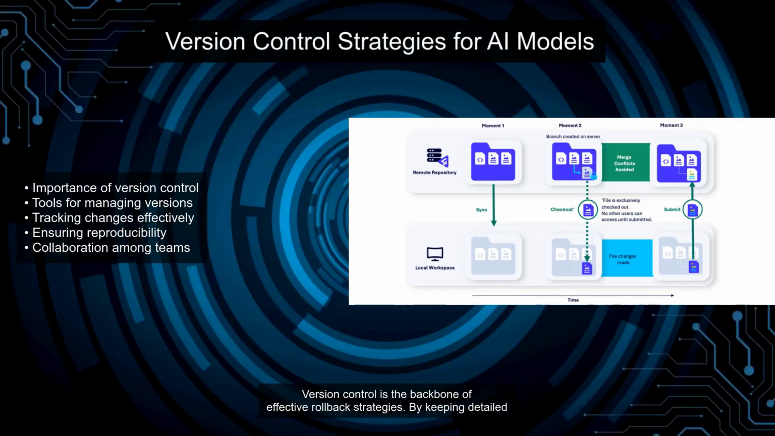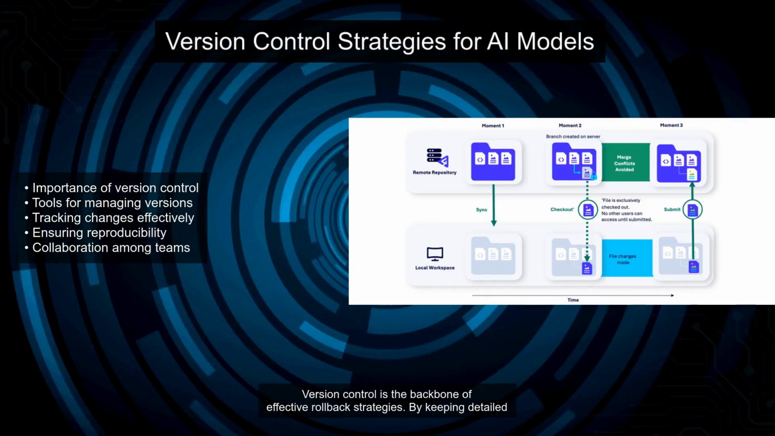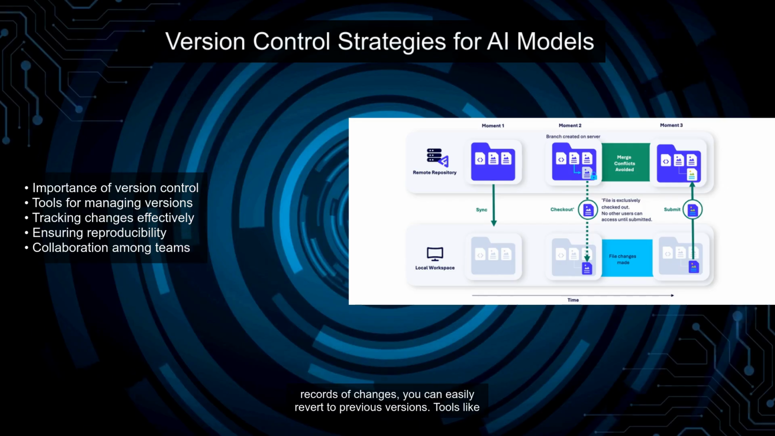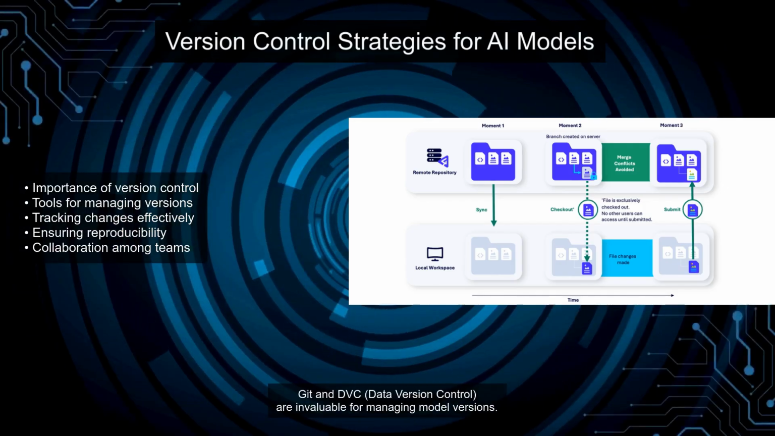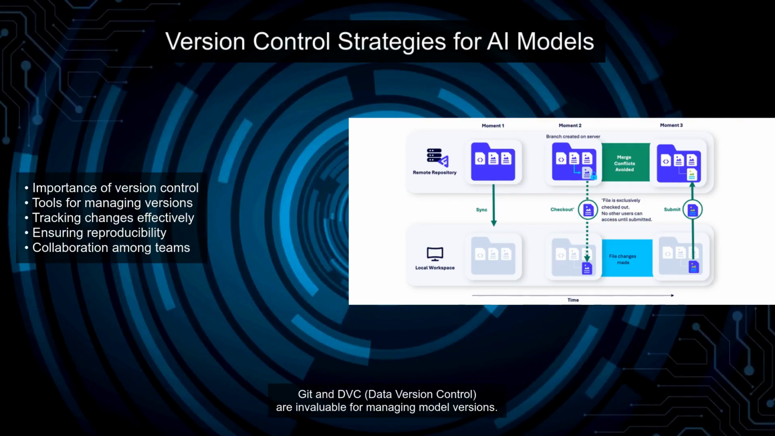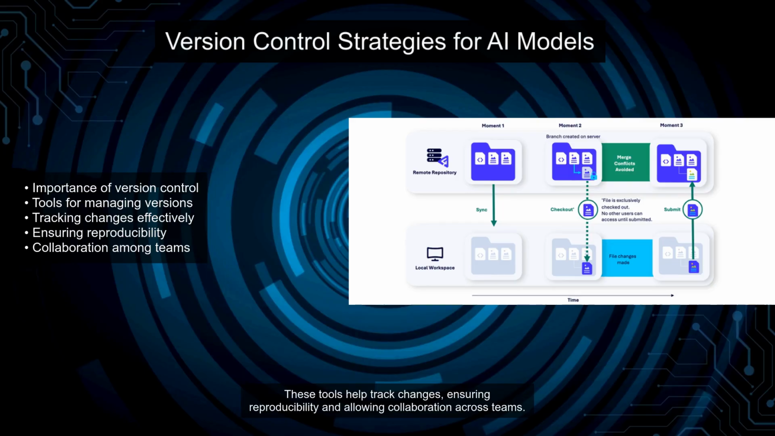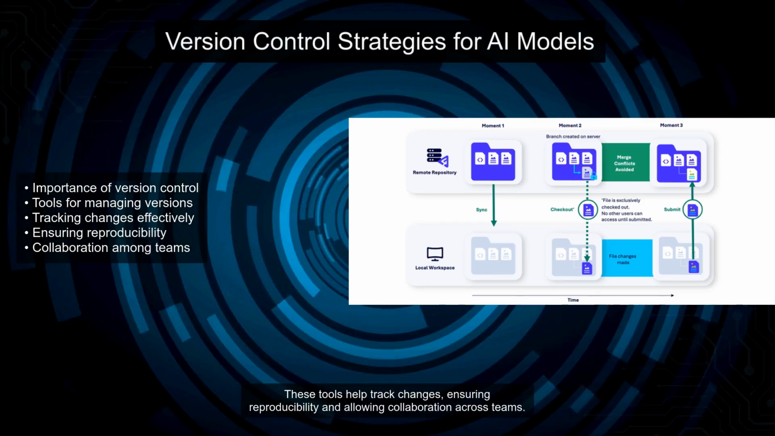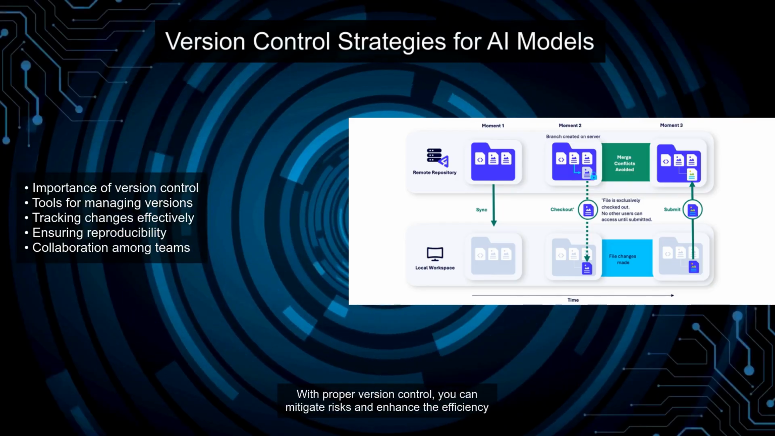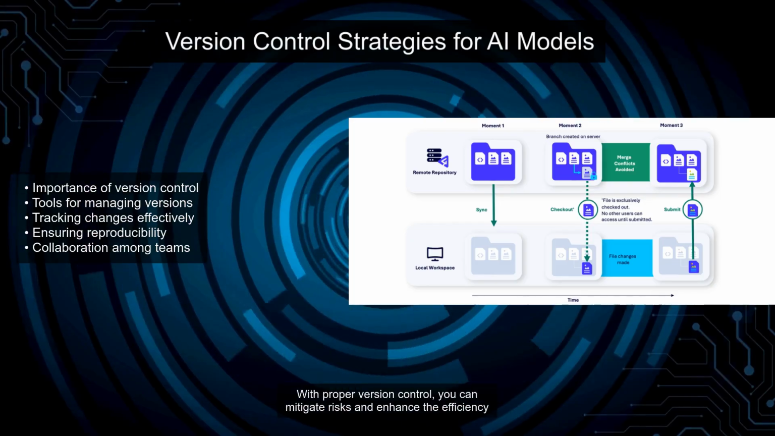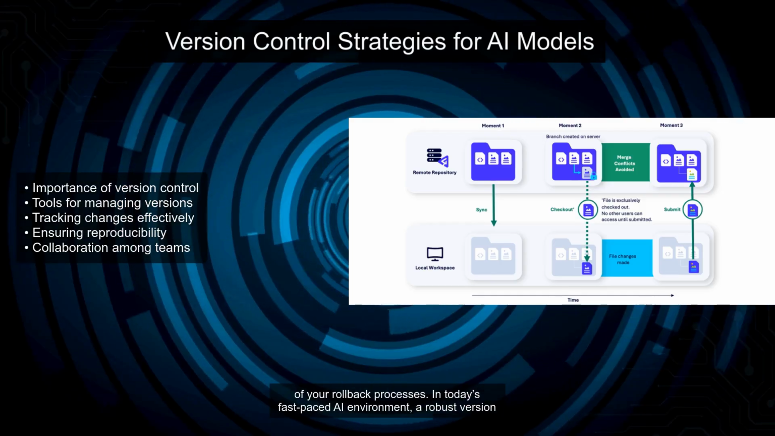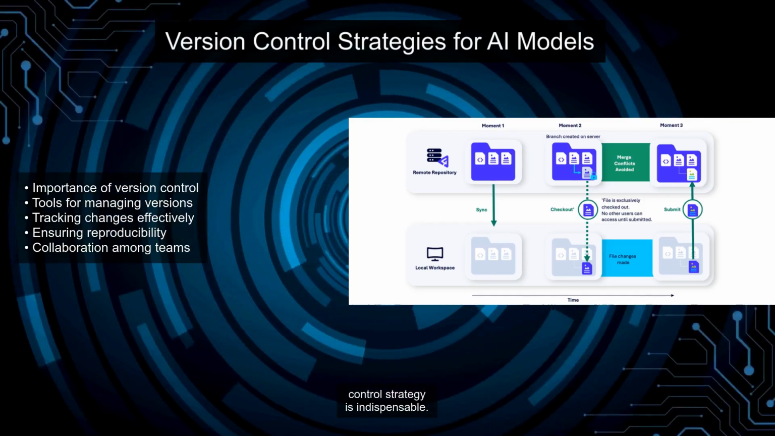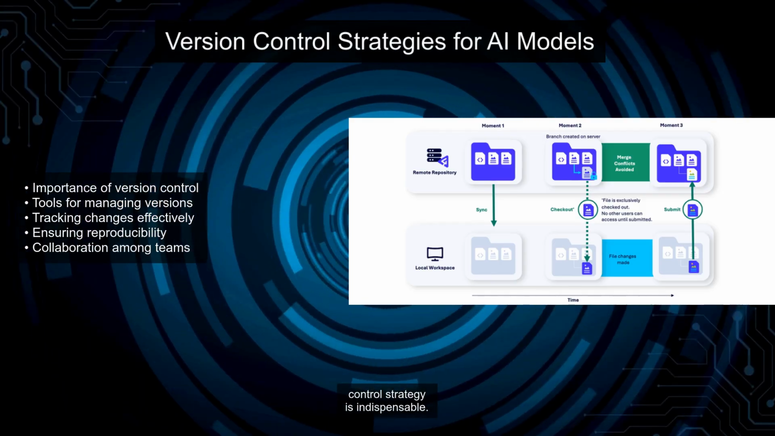Version control is the backbone of effective rollback strategies. By keeping detailed records of changes, you can easily revert to previous versions. Tools like Git and DVC, data version control, are invaluable for managing model versions. These tools help track changes, ensuring reproducibility and allowing collaboration across teams. With proper version control, you can mitigate risks and enhance the efficiency of your rollback processes. In today's fast-paced AI environment, a robust version control strategy is indispensable.